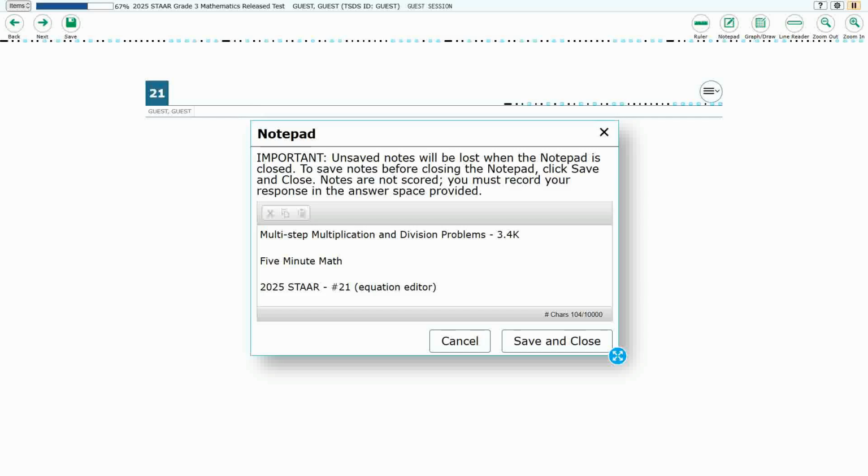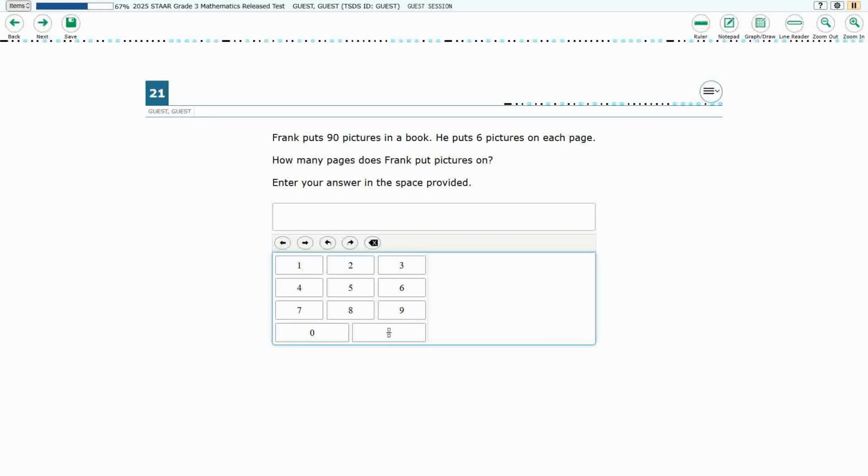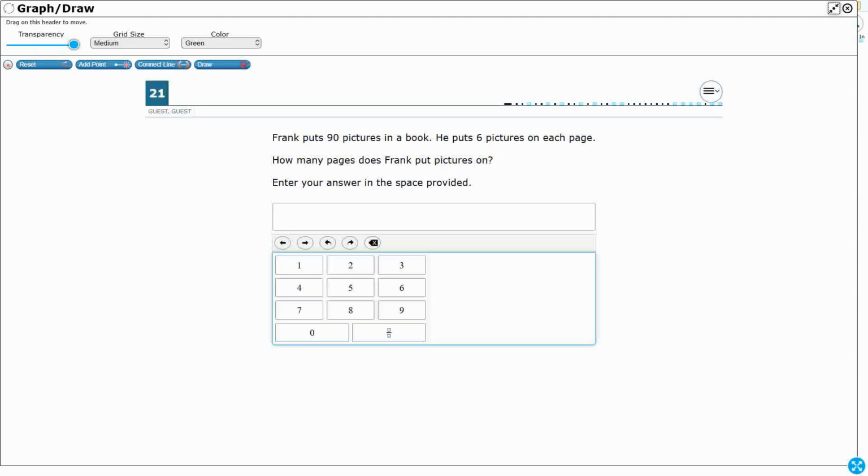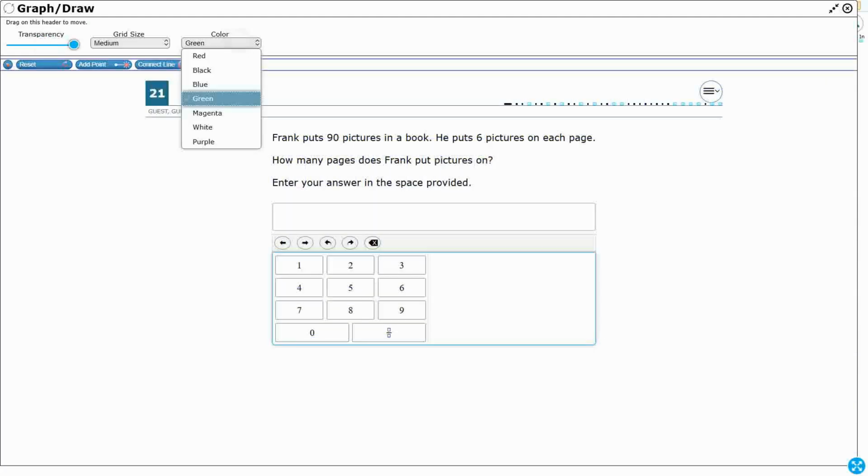Today we are looking at the third grade concept of multi-step multiplication and division problems. This is standard 3.4K in the great state of Texas, and we are using item number 21 of the 2025 released STAAR test. This is a new item type called equation editor, and if you haven't done so already, please go ahead and take a moment to pause the video, work this problem out on your own, unpause it, and we will look at our answers together.